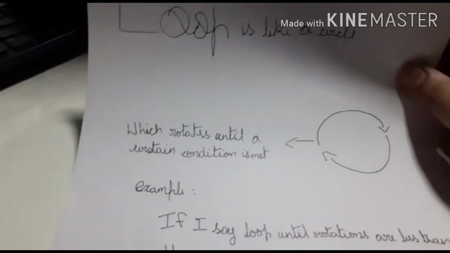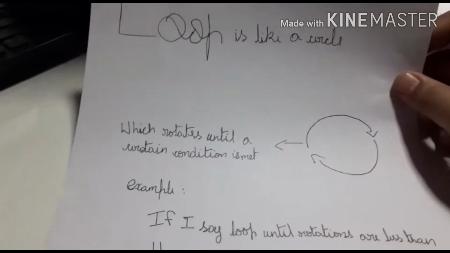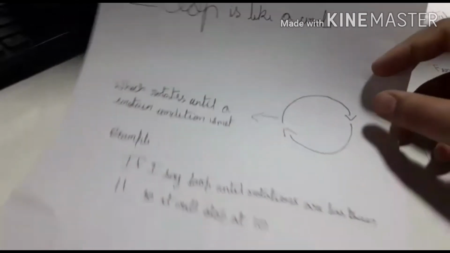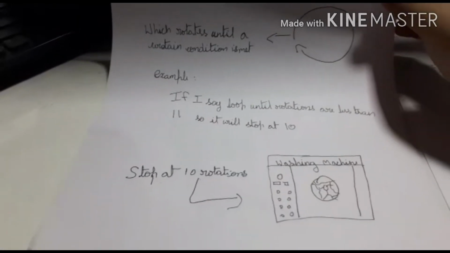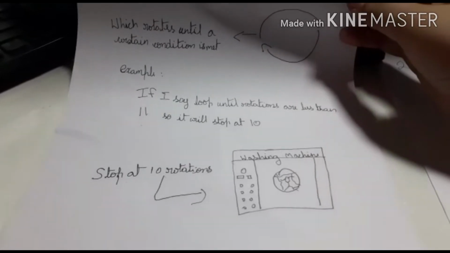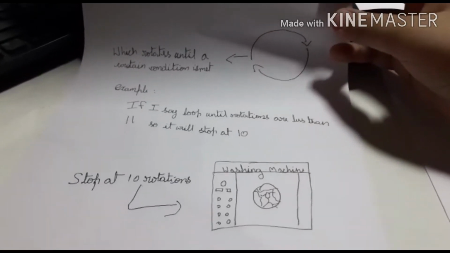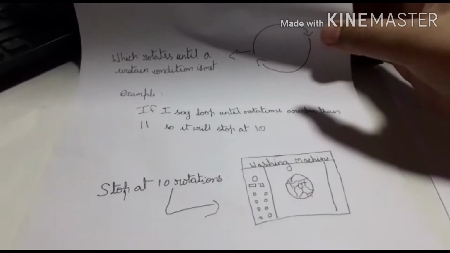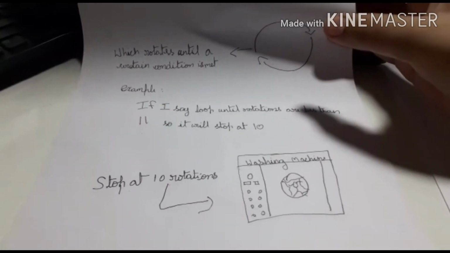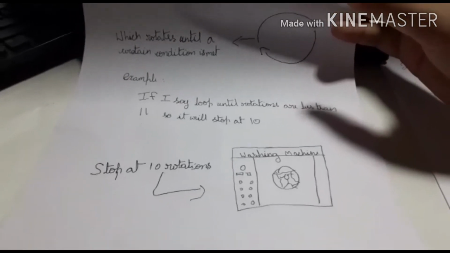A loop is like a circle which rotates until a certain condition is met, like this loop. For example, if I say loop until rotations are less than 11, it will stop at 10. I program the washing machine to stop at less than 11 rotations, so it will stop at 10 rotations.